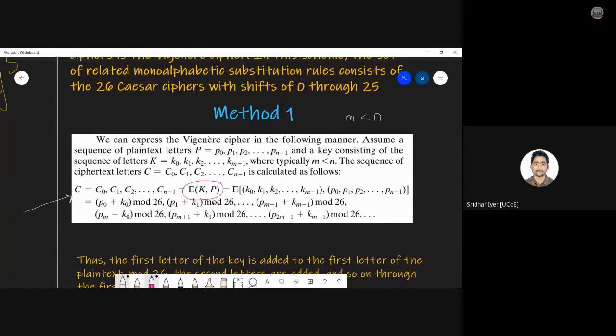It consists of two inputs, K and P, where K is the key and P is the plain text. We pass on the values over here, and this is how it works internally. P0 plus K0 mod 26, comma, P1 plus K1 mod 26, and so on till the last element. Am I clear? So what exactly is happening?